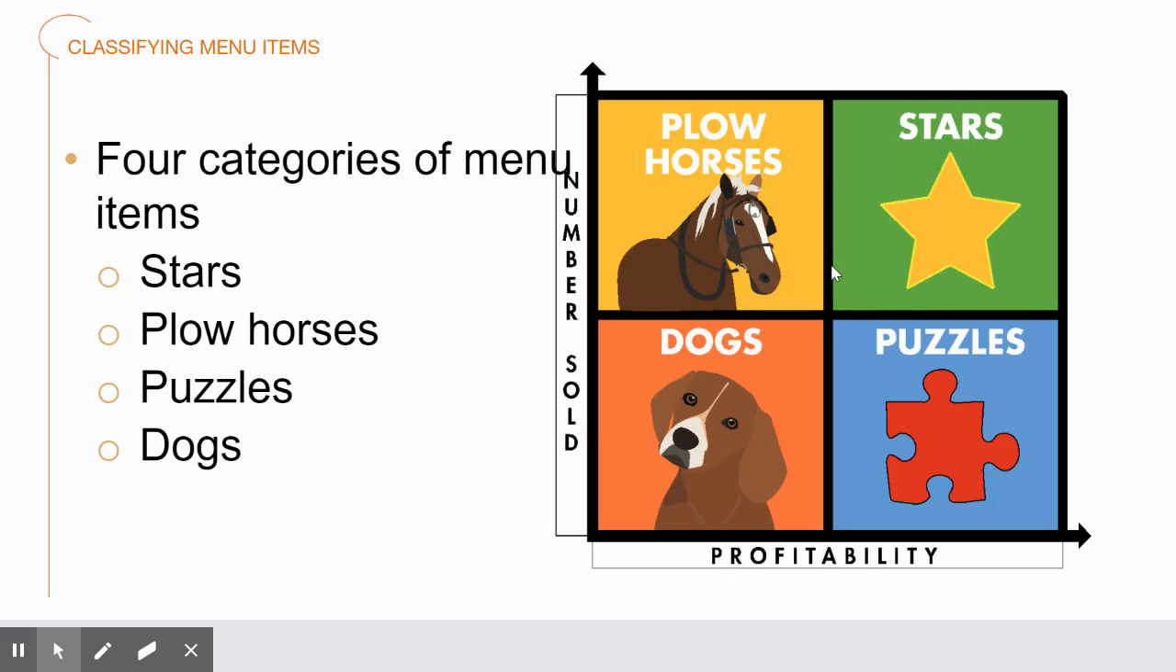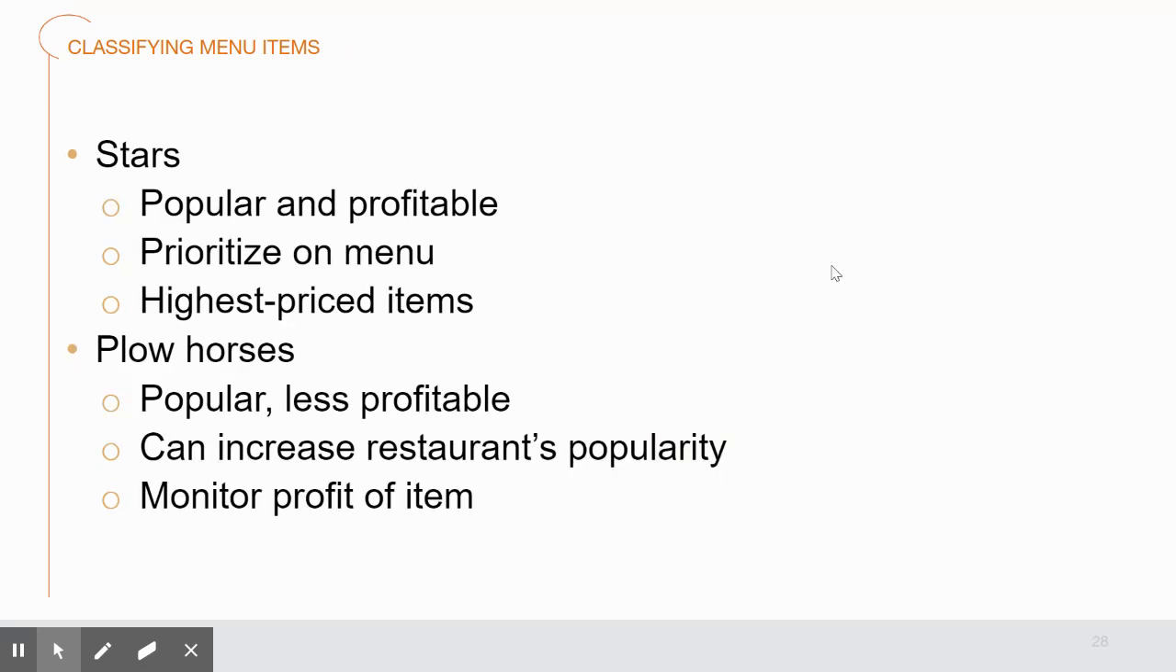When we look at the 4 categories here of menus, we're looking at the plow horses, the stars, the puzzles, and the dogs. The stars, these are going to be your stars. So they're profitable and they're popular. You want to prioritize these on your menu, and these can also be your highest price items. They don't want to be priced too high, but they want to be priced in a way that this is where most of your profit is going to come.